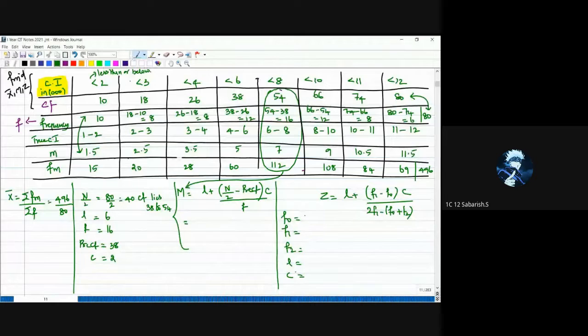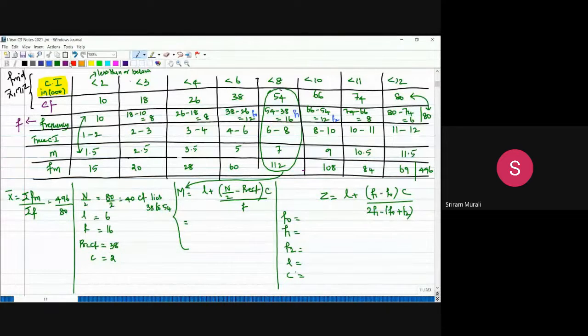Next, here we want to find the mode. What is the highest in the frequency? Write the frequency first. This is the frequency. 16. So the highest, this is my F1. This is my F2. This is my F0.